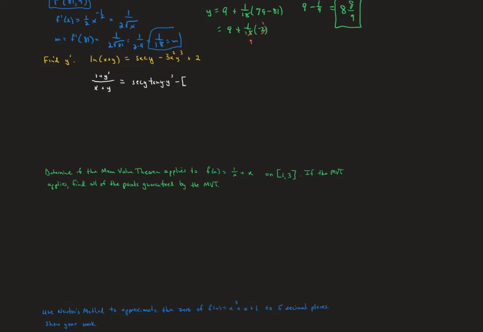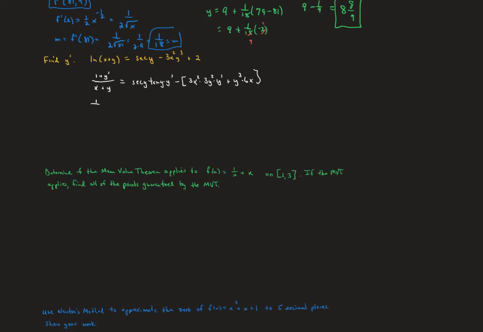I'm going to pull out that negative, and now we're going to go the first 3x squared times the derivative of y cubed, which is going to be 3y to the second times y prime, plus the second y to the third times the derivative of the 3x squared, which is going to be a 6x. And then the derivative of 2 is 0.